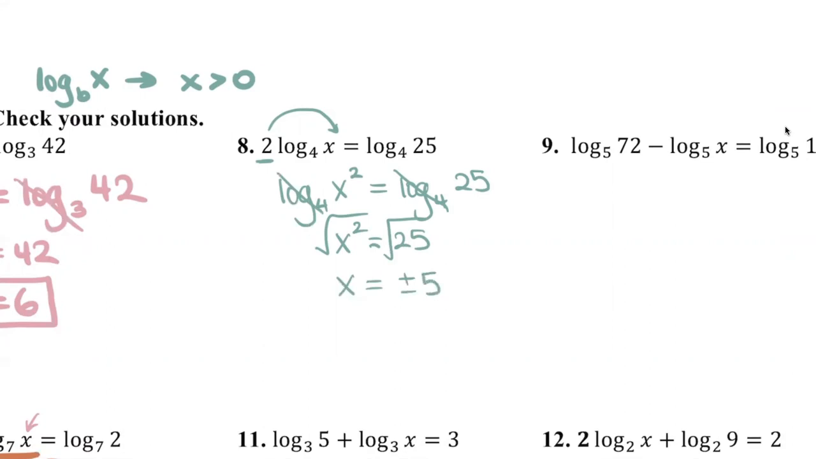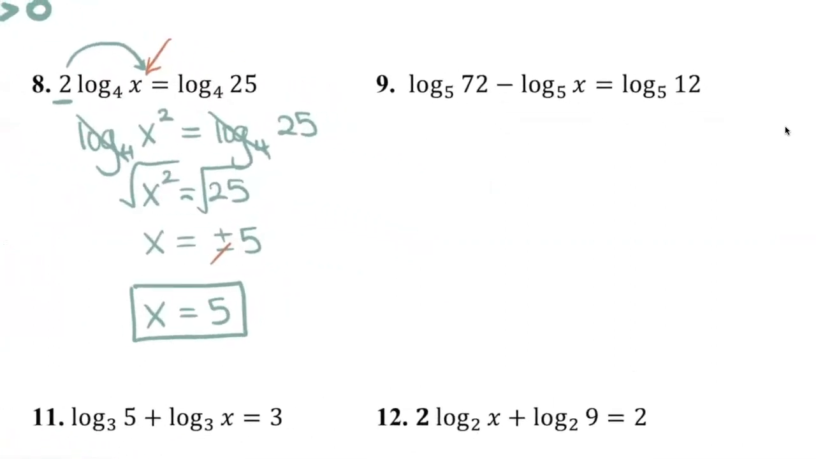But the negative 5 doesn't quite work because when I plug in negative 5 back in, my log has a negative argument, which is not okay. So I'm going to take out the negative. Don't want that one. So just the positive 5 will be your final answer.